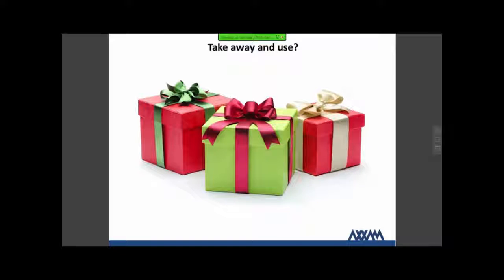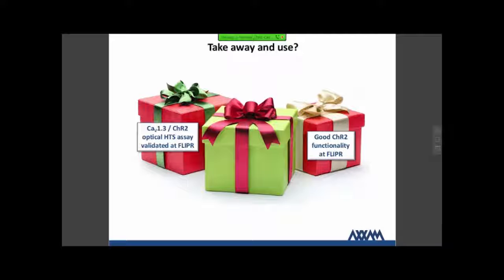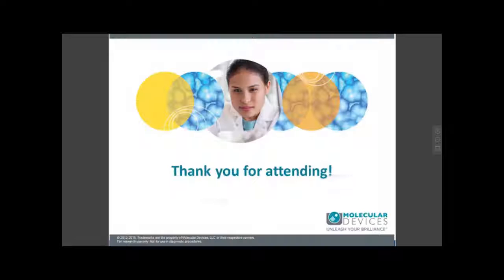Just as a conclusion, what are the main messages that we can take away and use from this work? The first one is that Channelrhodopsins show very good functionality at the FLIPR. So this is an interesting optical tool that can be used at the FLIPR. The second message is that we were able to develop a stable HTS-compatible assay for the Cav1.3 target by the use of Channelrhodopsin optical stimulation. But I think that probably the most relevant message is that we can think about using the FLIPR for running light-modulated high-throughput screening, and this will really open the biggest possibilities for the future.